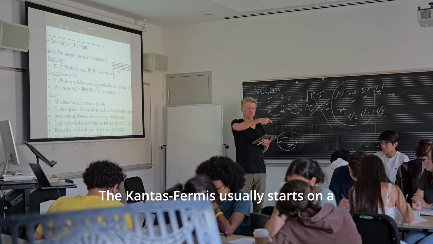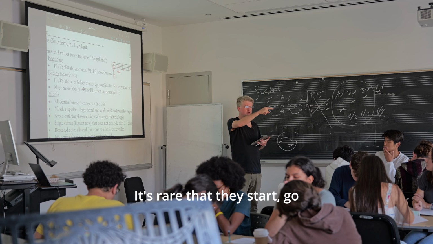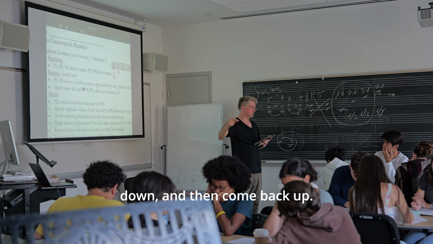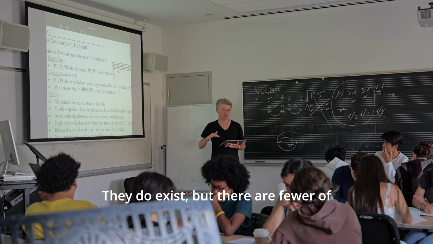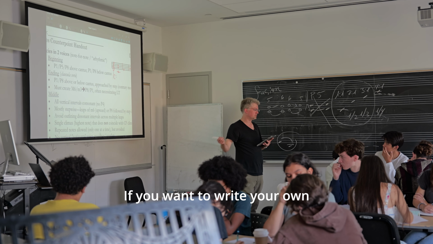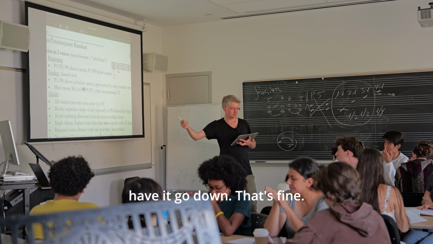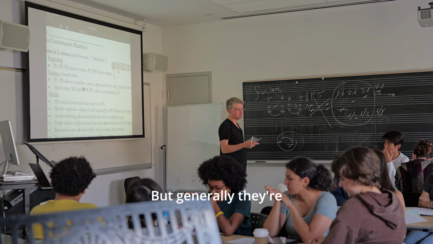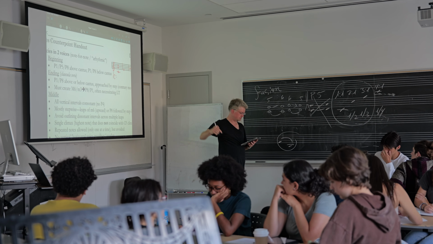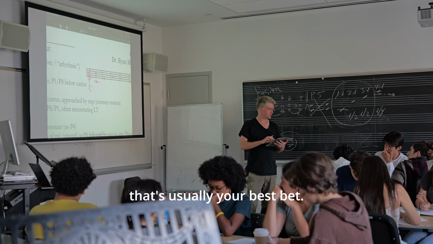The cantus firmus usually starts on a note and goes up and comes back down to that note. It's rare that they start, go down, and then come back up. They do exist, but there are fewer of those cantus firmus. You could write one like this. If you want to write your own cantus firmus for the third exercise I'm going to give you, you could have it go down. That's fine. But generally, they're going to be at pitch or above. Okay, so fifth or octave, that's usually your best bet.